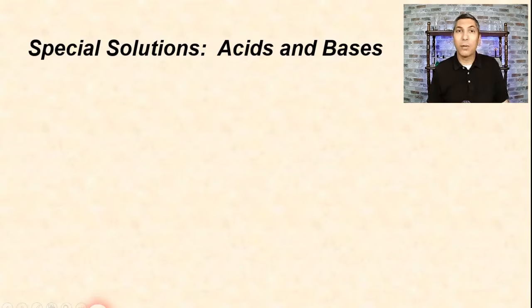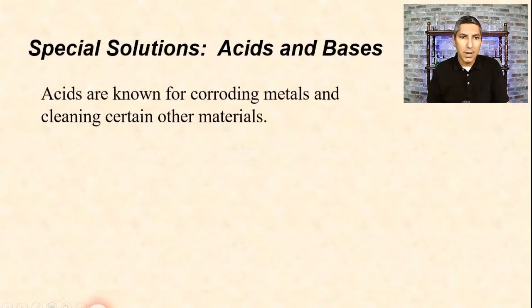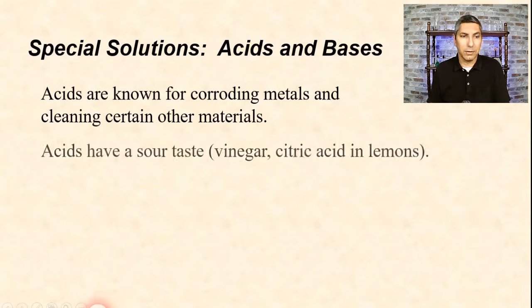So let's jump right into our discussion of acids and bases. Now this is a very simple description or definition of acids and bases, but we probably know from our prior knowledge that acids are known for being able to corrode things, especially corroding metals. They will actually eat through a lot of metals. And also, they're often used for cleaning other materials as well.